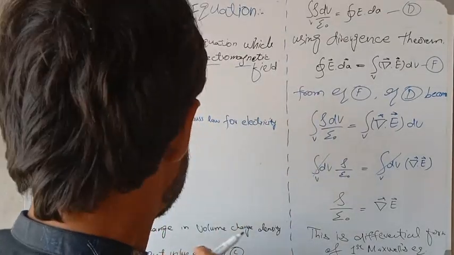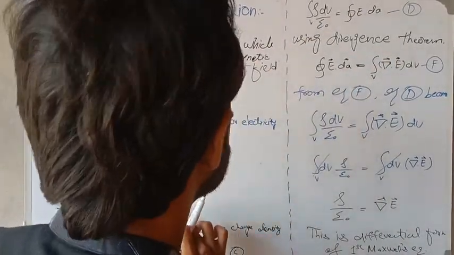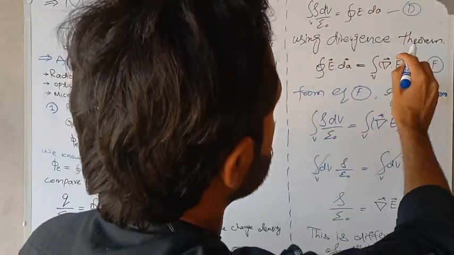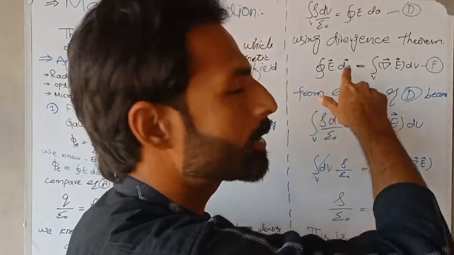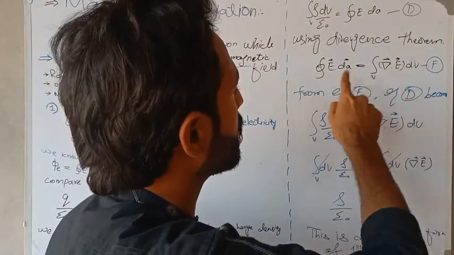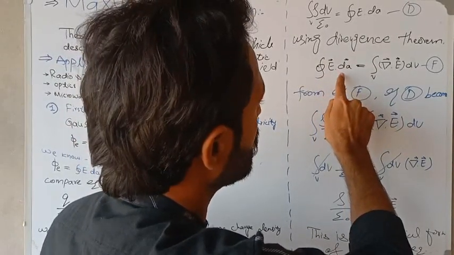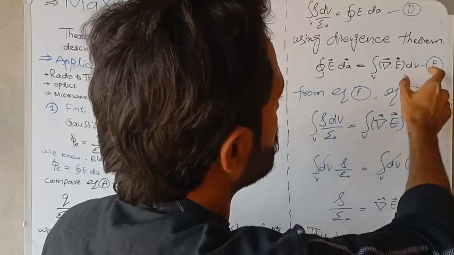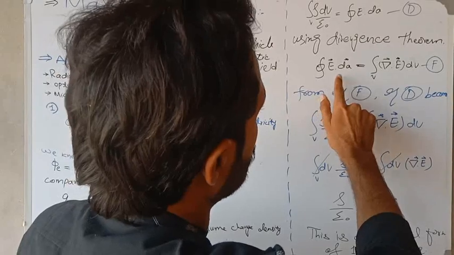By putting the value of Q in equation C, we get this equation. Now we use the divergence theorem. The divergence theorem states that a closed integral converts into a volume integral. This is the statement of the divergence theorem. The closed integral of the electric field converts into the volume integral of the divergence of the electric field. This equation is F.